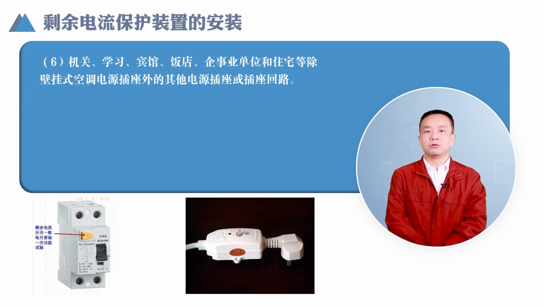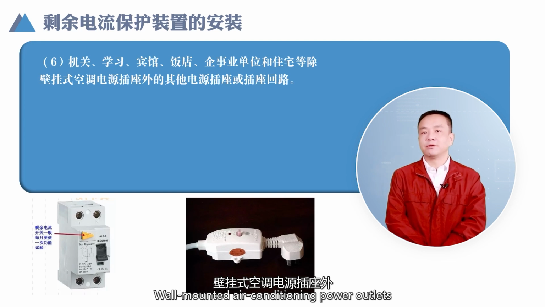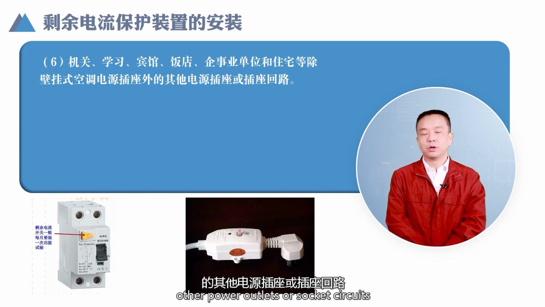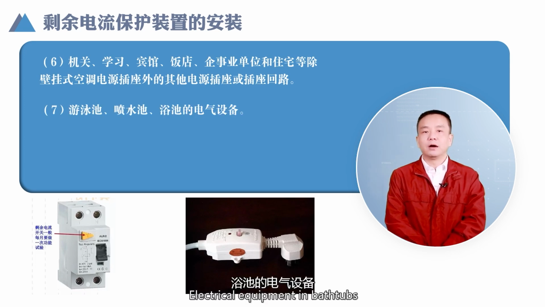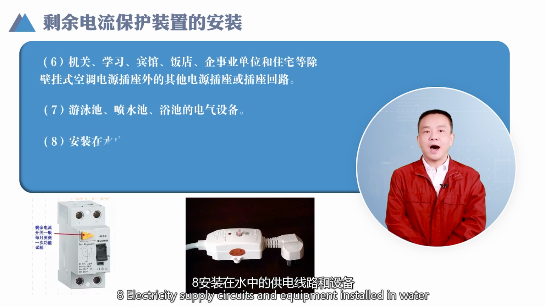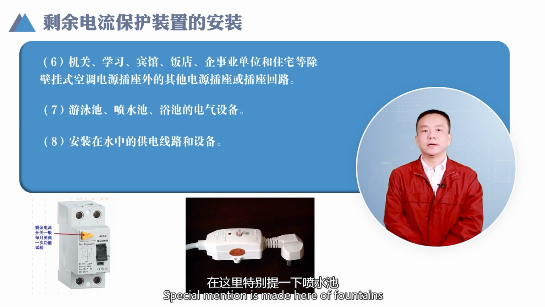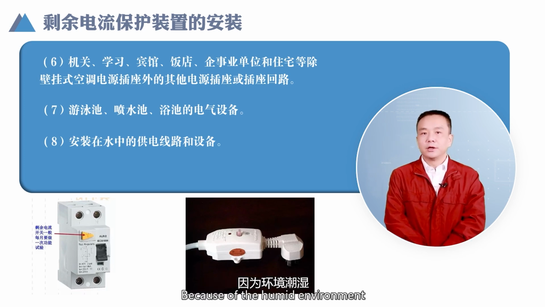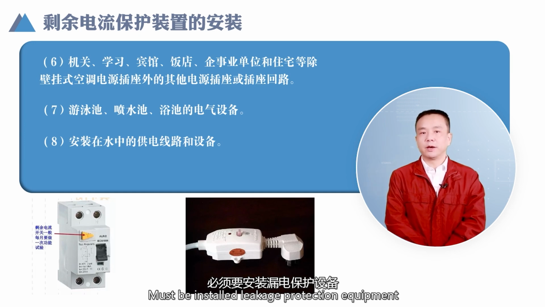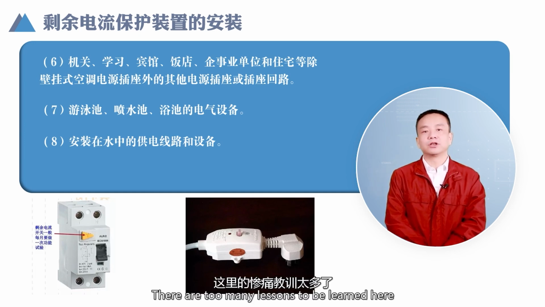In addition to wall-mounted air conditioning power outlets, other power outlets or socket circuits. 7. Swimming pools, fountains, electrical equipment in bathtubs. 8. Electricity supply circuits and equipment installed in water. Special mention is made here of fountains. Electrical equipment in baths, because of the humid environment, it is easy to lose insulation protection. Must be installed leakage protection equipment. There are too many lessons to be learned here. Later cases will also be mentioned.